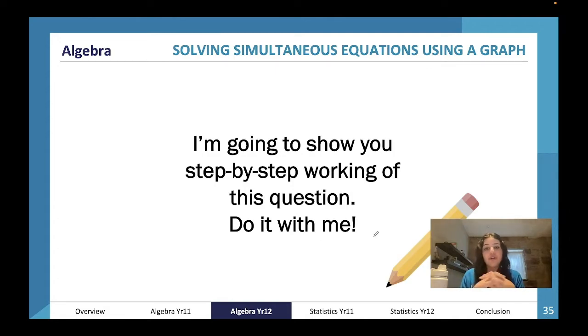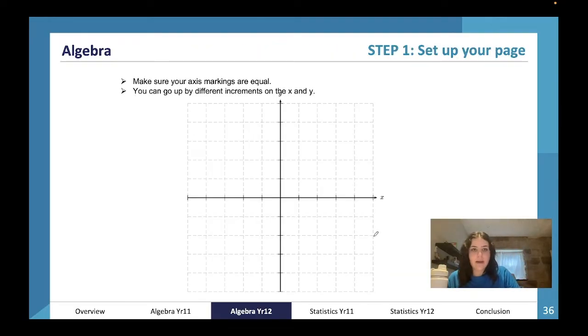Okay, I'm going to show you the step-by-step working of this question. Please do it with me. We're going to go over it over a couple of different slides. Number one is set up your page. I'm going to give you a couple of seconds to get some paper in front of you and have some axes drawn. You need a vertical axis and a horizontal axis, with some markings on them, and label one as x and one as y. Horizontal will be x, vertical will be y.